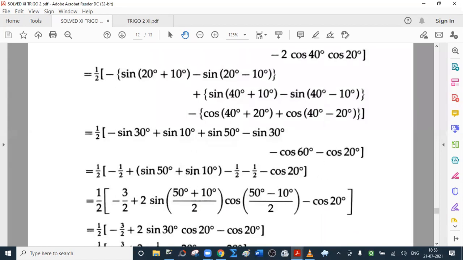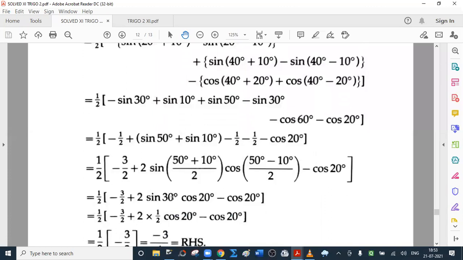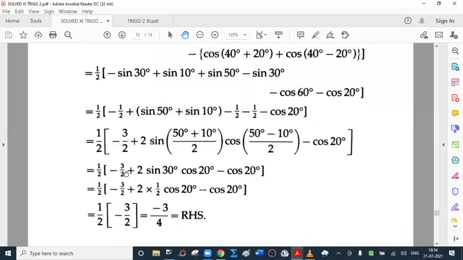Now sin 50 will go with sin 10. Now factor formula, sin 50 plus sin 10 is 2 sin of 50 plus 10 by 2 into cos of 50 minus 10 by 2. This as it is. Now sine 30 degree is half. So you get minus 3 by 2 plus cos 20 minus cos 20. Cos 20 gets cancelled. So half into minus 3 by 2, which is nothing but minus 3 by 4.